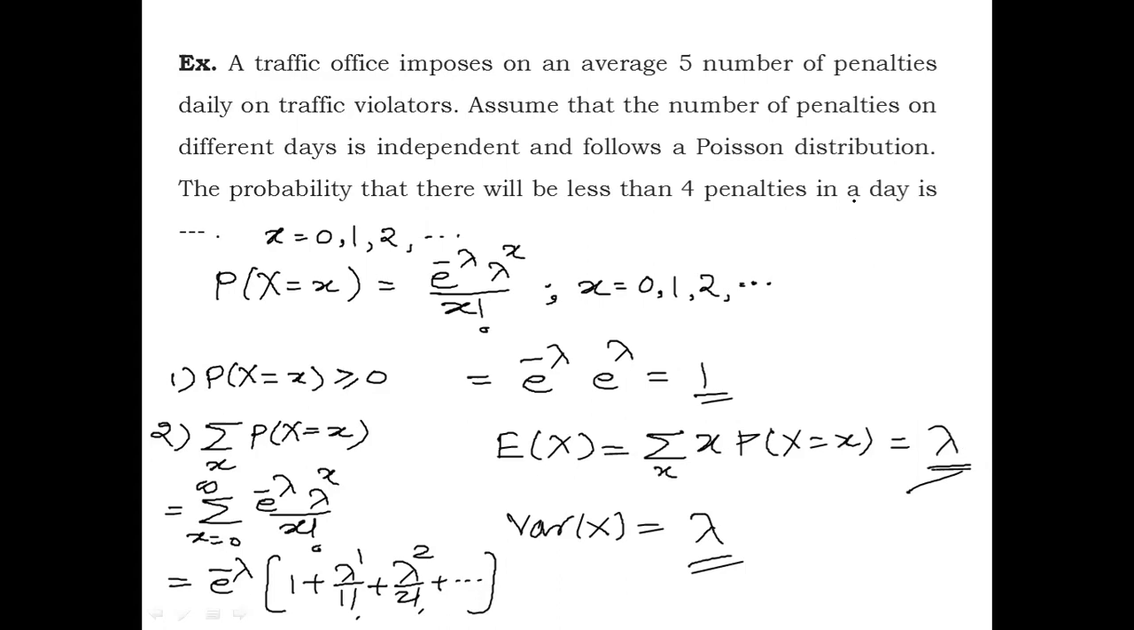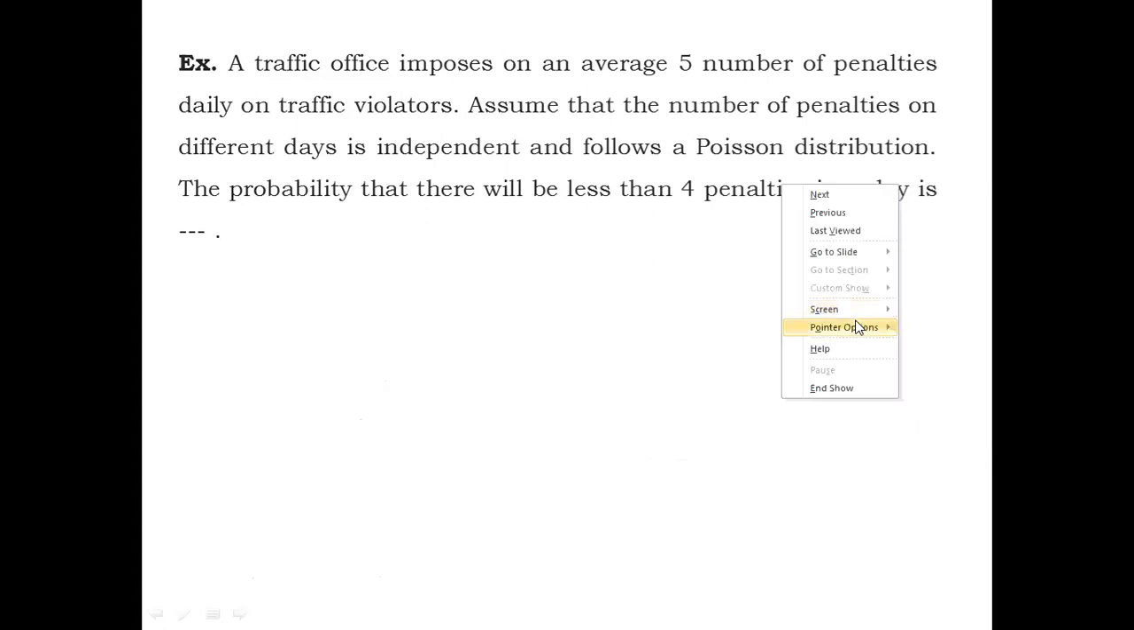Now here I'm going to show this and can solve this problem as here. If I define x as number of penalties on traffic violators.